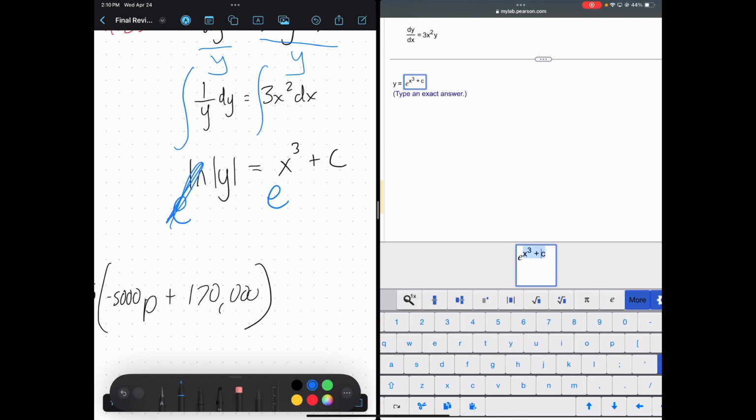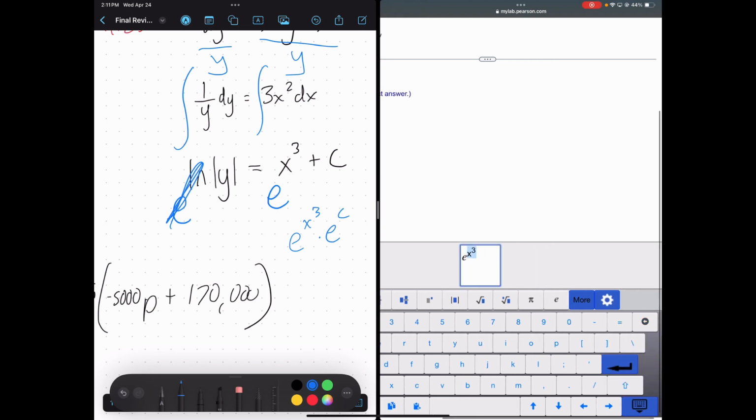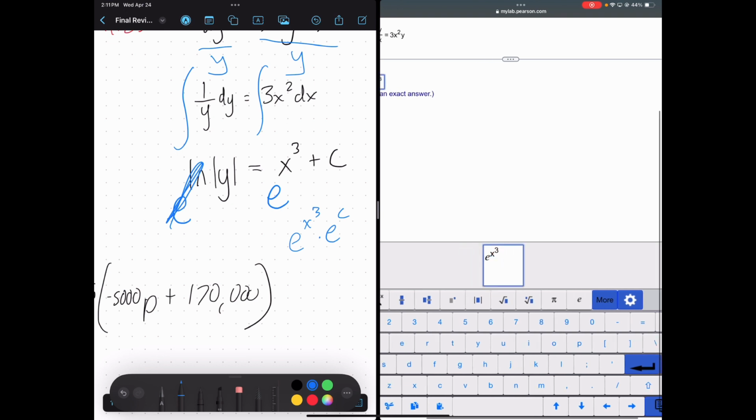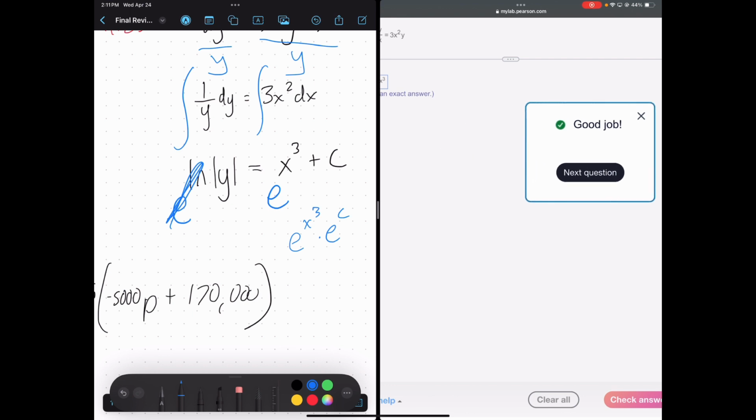We have talked about how, though, I can use my exponent rules to split this up as, right, e to the x cubed times e to the c. That's one of my exponent rules. And what is e to an arbitrary constant? It just becomes an arbitrary constant. So let's see if it likes this better. You have to take down the C and put it in front of the e. Yeah, you can put it in front or behind. Since I don't want to have to worry about finding the multiplication button, I'll put it in front. And yeah, that'll work. So even though my answer was technically the same, they want it this way.